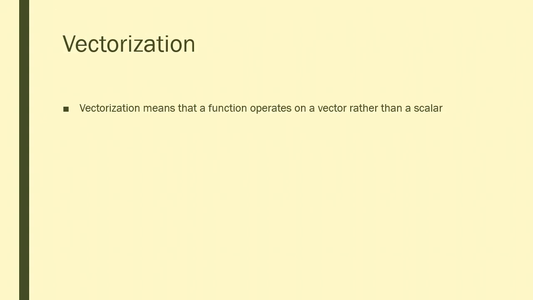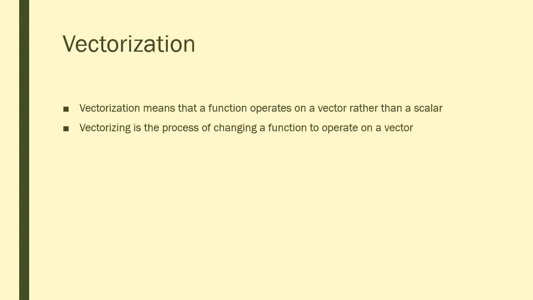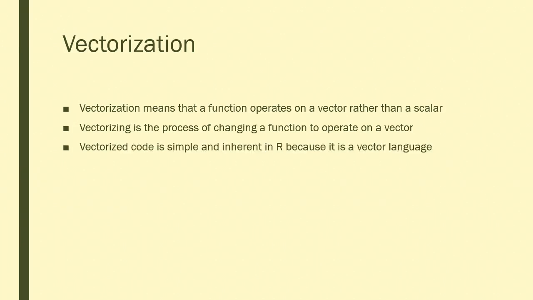Vectorization means that a function operates on a vector rather than a scalar. So the function is operating on many elements at once rather than a single element. Vectorizing is the process of changing a function to operate on a vector. Vectorized code is simple and inherent in R because it is a vector language.